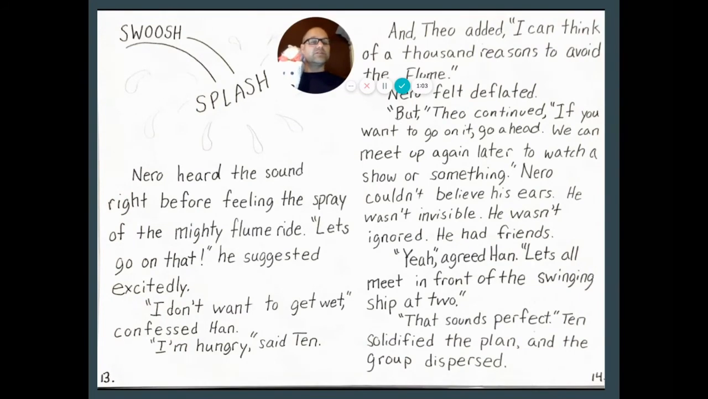"If you want to go on it, go ahead. We can meet up again later to watch a show or something." Nero couldn't believe his ears. He wasn't invisible. He wasn't ignored. He had friends. "Yeah," agreed Han. "Let's all meet in front of the swinging ship at 2." "That sounds perfect," 10 said, solidifying the plan, and the group dispersed.